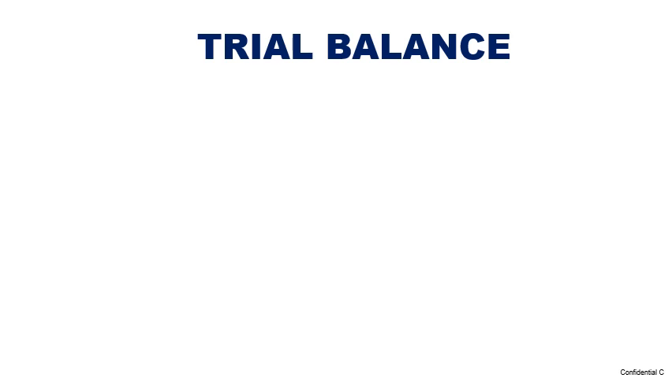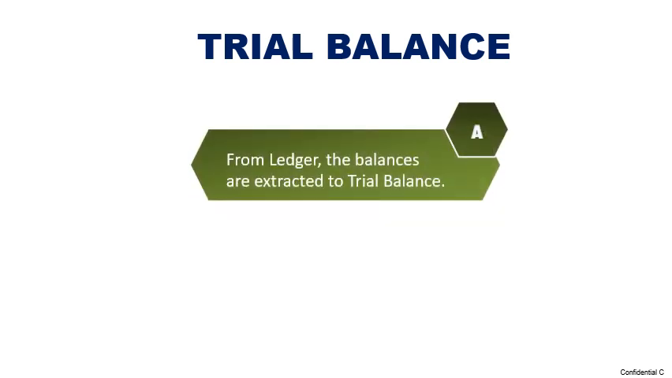After writing the ledger, what can we prepare? We can prepare the trial balance. The first one is journal, second is ledger, third is trial balance. Trial balance can be prepared before preparing P&L and balance sheet. P&L means profit and loss account.